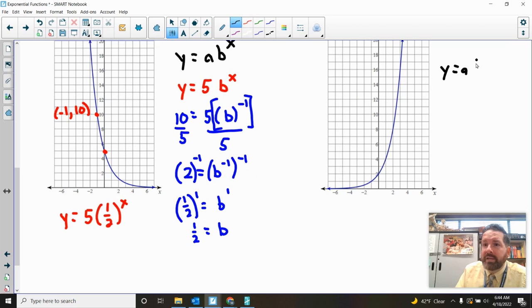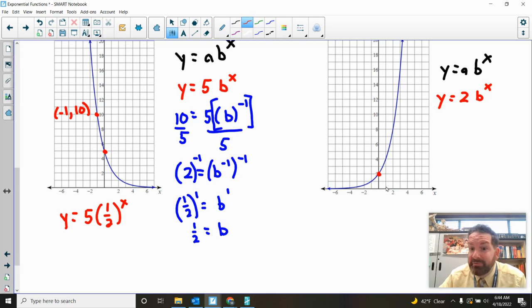Starting out the same way. Look at my y-intercept. That's at 2, so my a value is 2. Okay, pick another nice point. If I can, I want to use it where x equals 1. And indeed, we can this time. So at x equals 1, y is 4. So let's put the 4 in for the y.